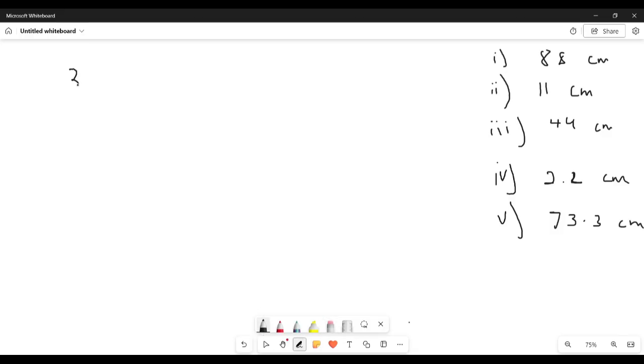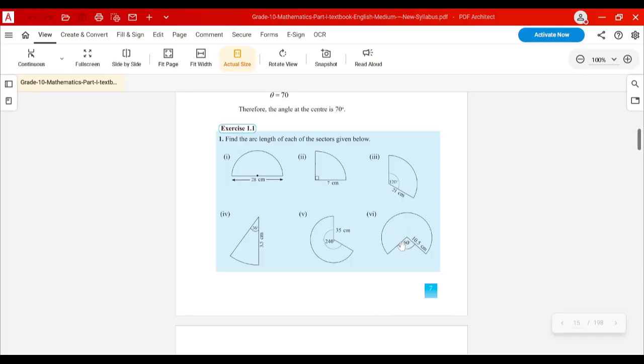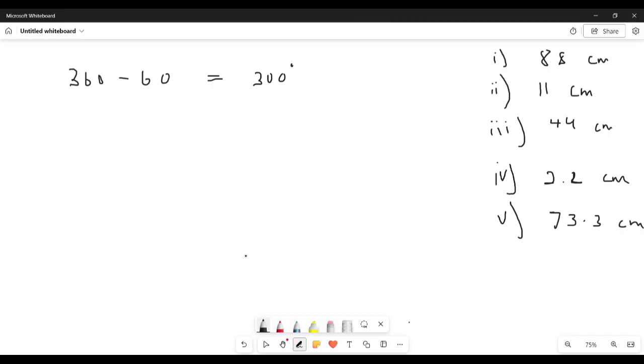360 minus 60, which is what? This is 300 degrees, our angle of reflex inside. Now that we have collected the information, we can go ahead and fill in the formula. 300 over 360 times 2 times 22 over 7 times, what was the radius? 10.5.